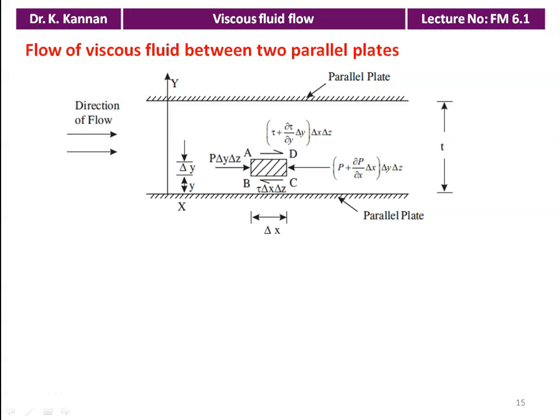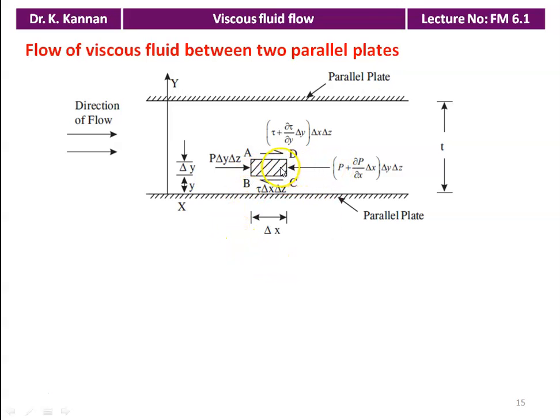Now we consider a fluid element of thickness delta x and delta y. Delta x is the thickness in the x direction, delta y is the thickness in the y direction, and delta z is the thickness in the z direction, which is perpendicular to the screen. Now the various forces acting on the fluid element. First, the pressure force on the left side surface: P into delta y into delta z. P is the pressure and delta y into delta z is the area of the face AB.